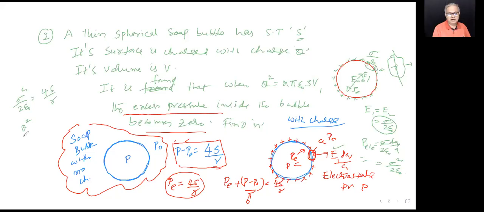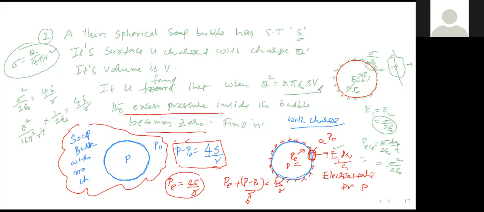Sigma is charge by surface area, so Q squared by 16 pi squared r to the power 4, isn't it? Yes, sir. Sigma is Q by 4 pi r squared, by 2 epsilon 0, is equal to 4S by r. And what did we say for Q squared? N pi epsilon 0 S. Now, can you complete and tell me how much is n?